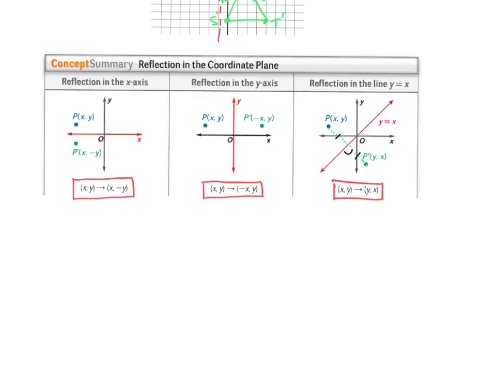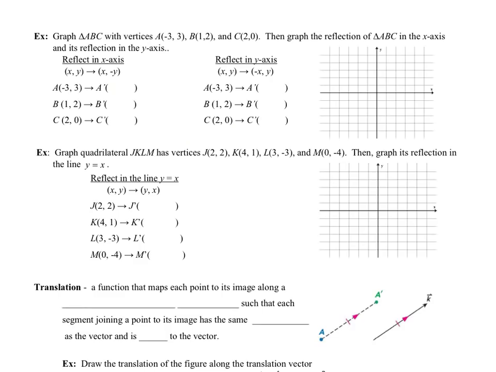So let's take a look at some examples of doing reflections in the coordinate plane. Okay, so in this first example, we're going to graph triangle ABC. Here are the coordinates of its vertices. Then we'll reflect that triangle in the x-axis, which means we'll follow this rule for each point. And then we'll reflect it in the y-axis, which means we'll follow this rule.